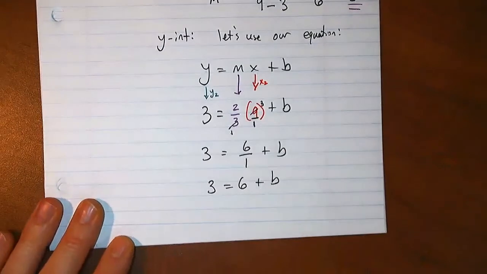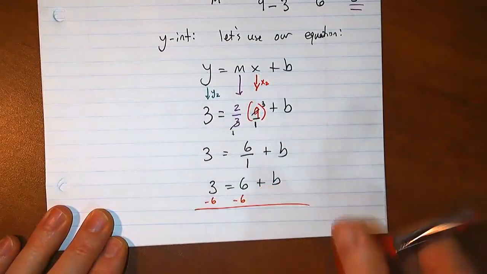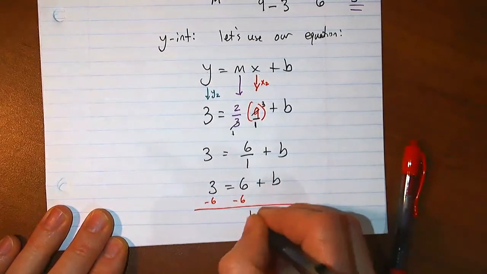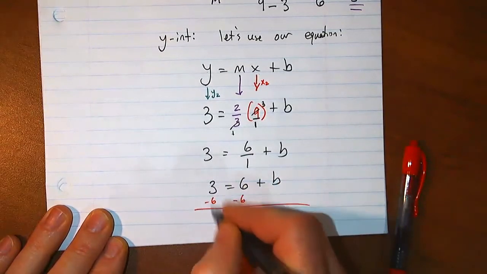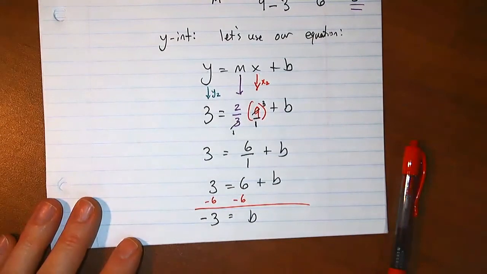So now if I want to get b by itself, all I need to do is subtract 6 from both sides. And it turns out that our b is 3 minus 6, excuse me, which is -3. So now we know our b number.